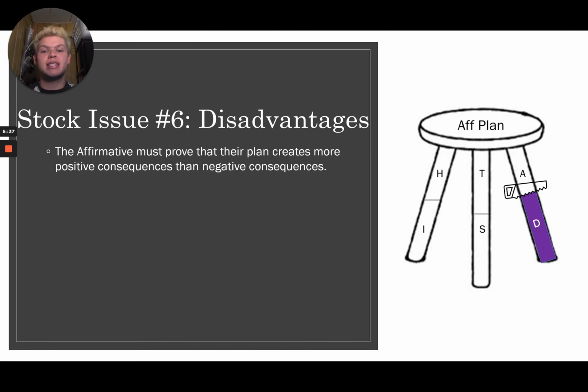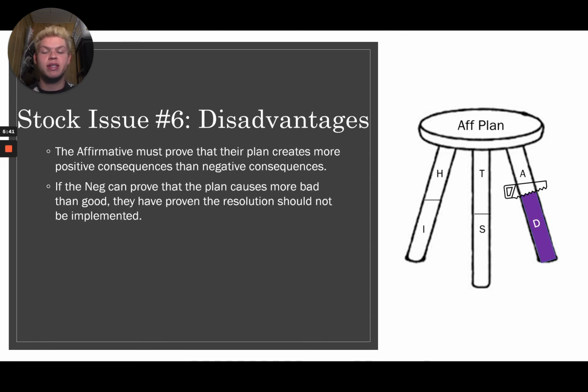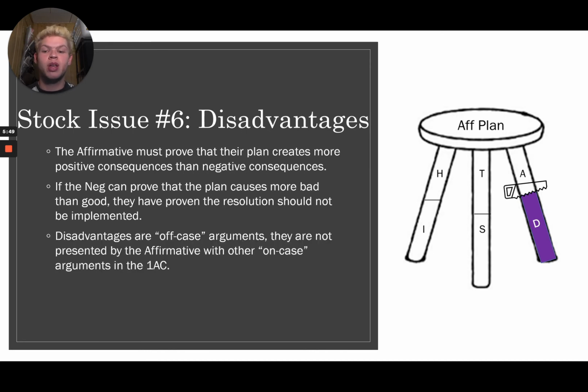Then the last stock issue is disadvantages. So the negative has to prove that the plan creates more negative consequences than positive consequences. And if you do win that stock issue, you've proven that the resolution shouldn't be implemented because it's going to do more bad than good.